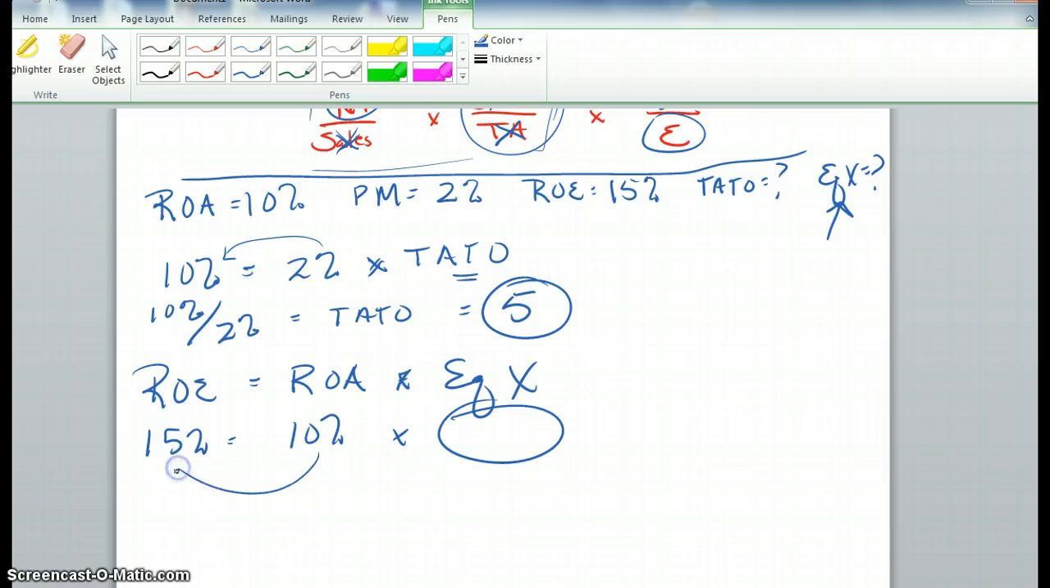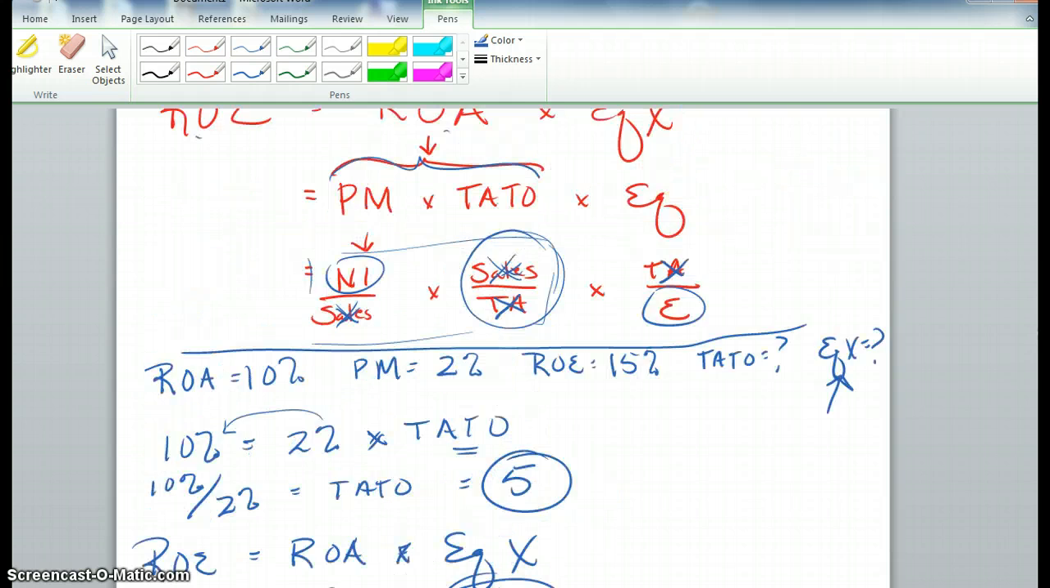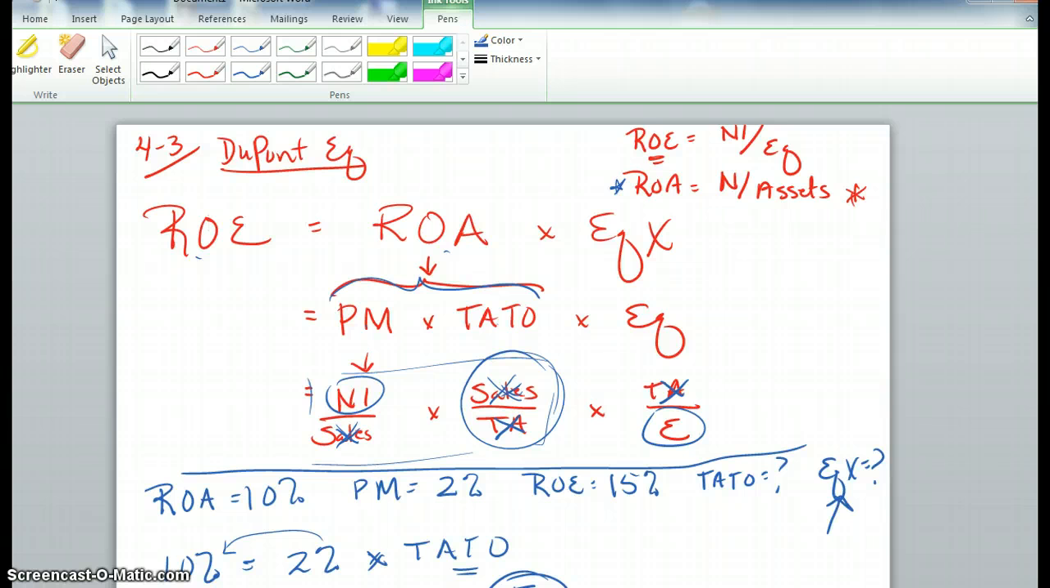And so if I say 15% divided by 10%, I get my equity multiplier of 1.5. 15% divided by 10% equals 1.5. And so that's it for that problem. So I hope that kind of gives you a way to think about how to solve for some of these problems.